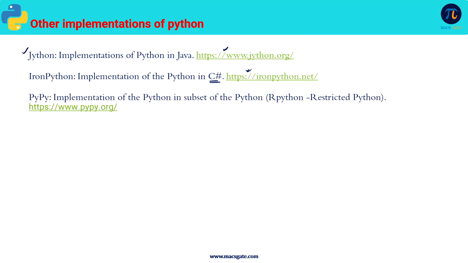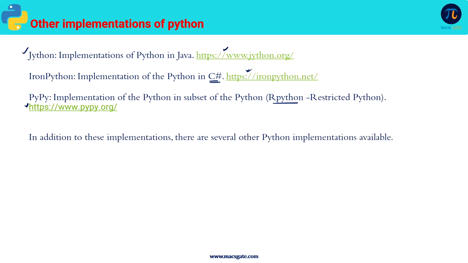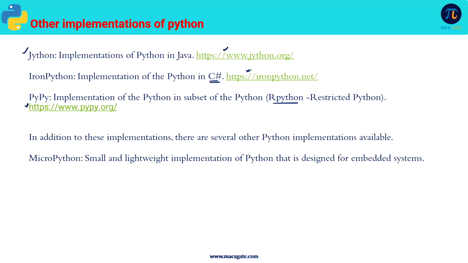We also have PyPy, which is an implementation of Python in a subset of the Python language itself. And that subset is called RPython or restricted Python. And it is available from pypy.org. See, in addition to these implementations, there are several other implementations of Python which are available. For example, MicroPython, which is a small and lightweight implementation of Python that is designed for embedded systems.